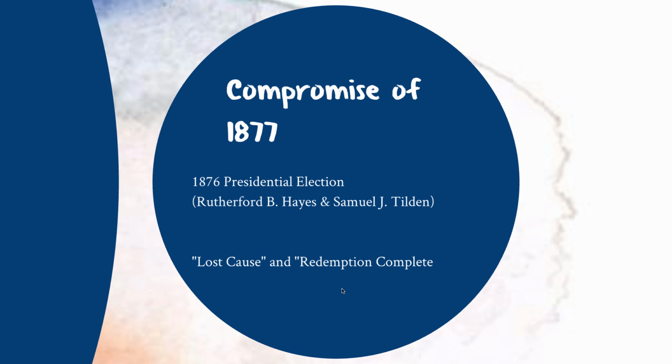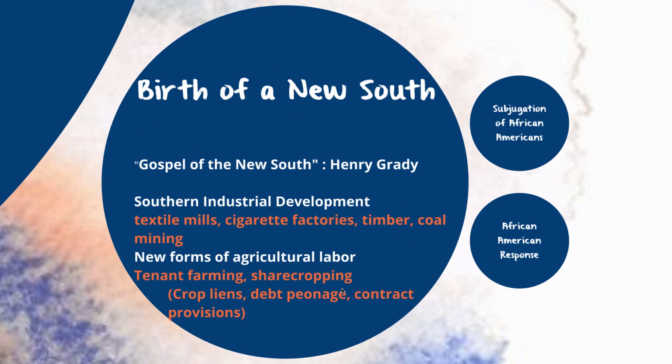part of the problem with Reconstruction is that the process wasn't complete. Essentially, they went back to doing things the way they used to before the war. They went back to segregation. They established these Jim Crow laws. They had sharecropping, debt peonage.